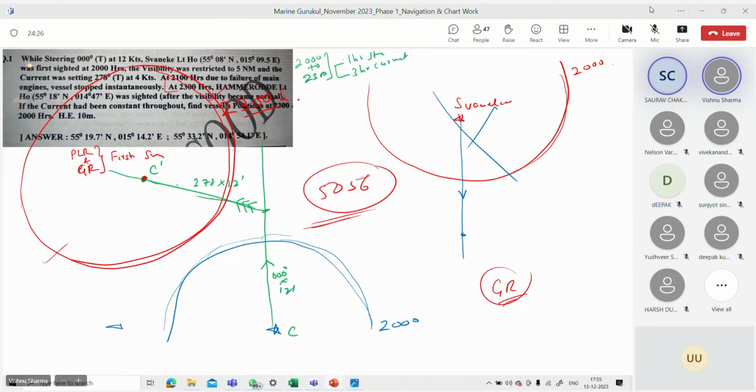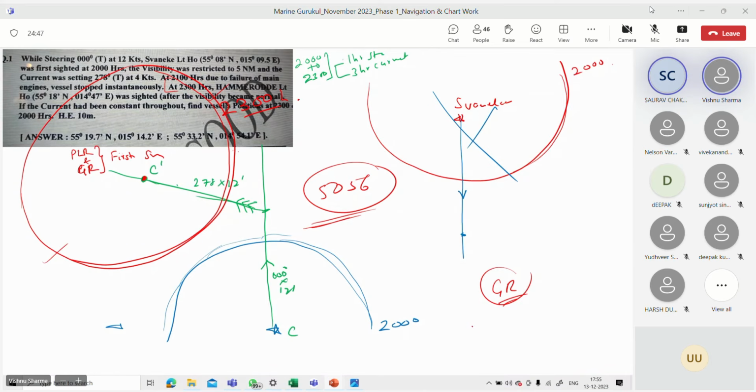But then what is the basis? Somebody can say I took 20 miles. I added 2 miles to nominal range. There is no explanation for it. Just because it cut the circle, you took it, right? Yes, there is no explanation for it. Understood, beta?